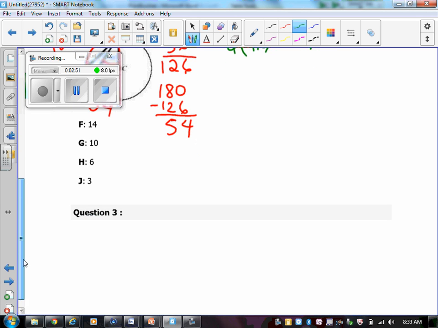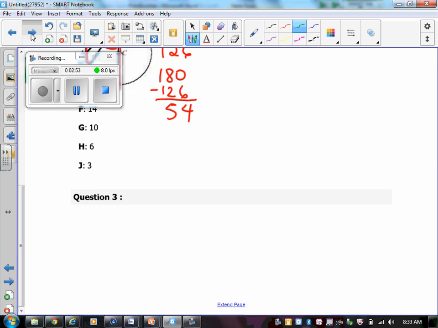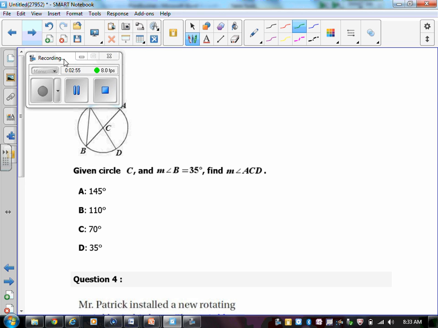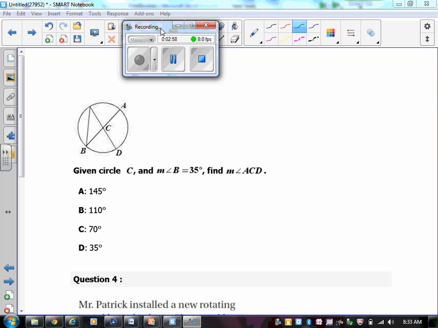All right, number 3, we've got to go to the next page. It says given circle C, the measure of angle B is 35. So this angle is given to be 35. And what they want you to find is the measure of ACD. ACD is what they're looking for.